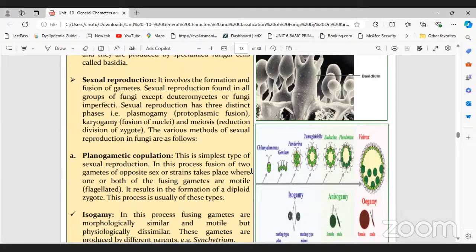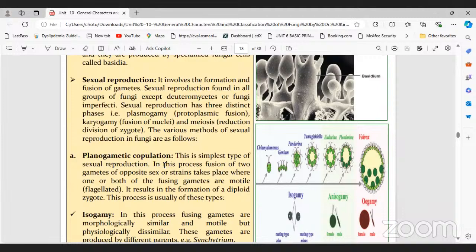There are five basic modes of union of sexual elements which bring compatible nuclei into juxtaposition. These modes of sexual fusion are often referred to as methods of sexual reproduction. One is the planogametic copulation. First one, A1: this involves the fusion of two naked free gametes, one or both of which may be motile. Motile gametes are called planogametes. Depending on the size and motility of the fusing gametes, there are three types of planogametic copulation.